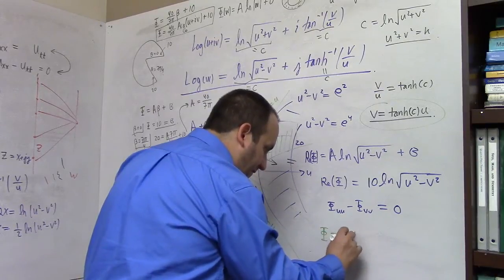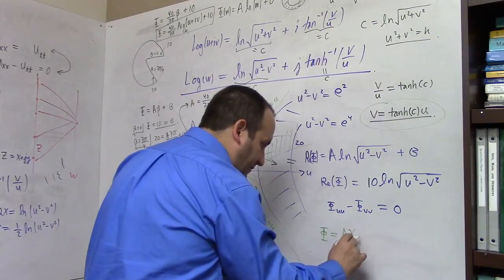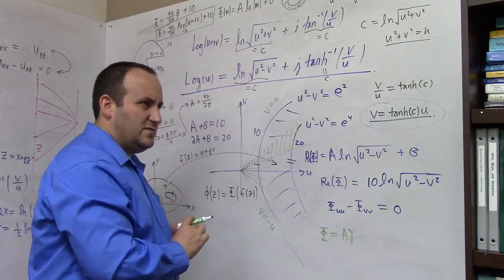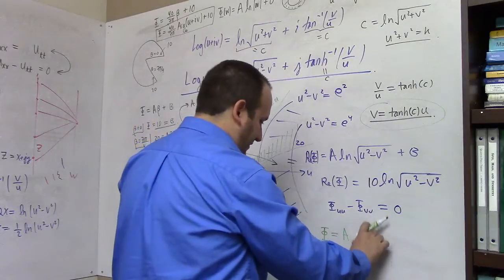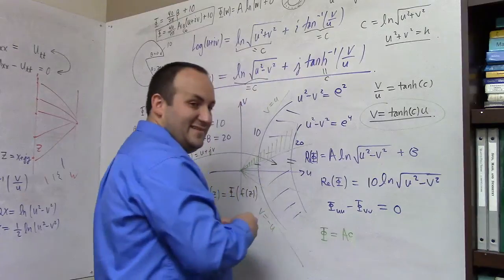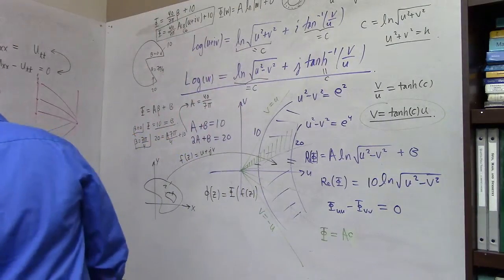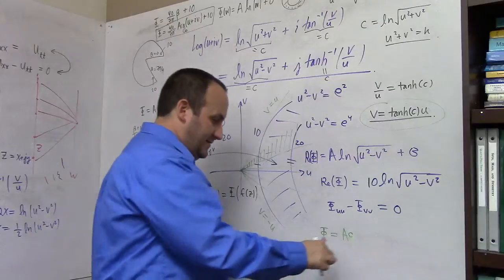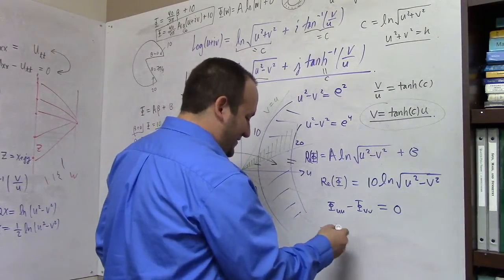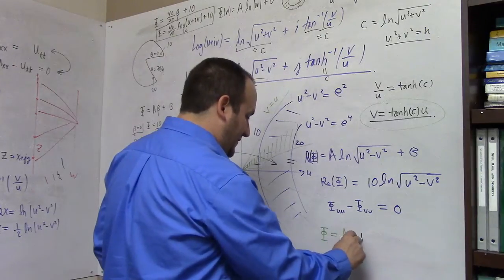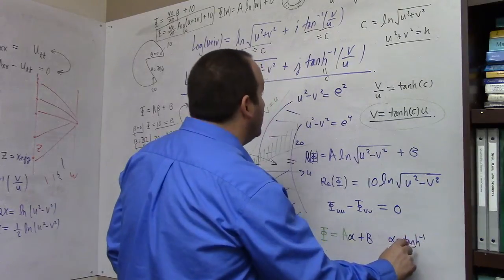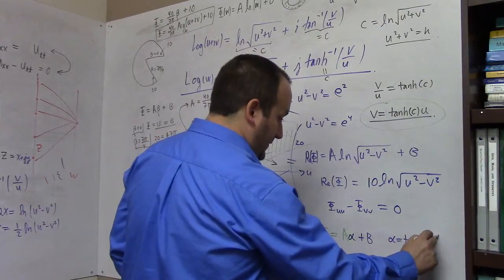equals a times, oh man, I also use gamma. Is that the right thing to use? Actually, ironically enough, we usually use phi, but that's bad, I can't use that. It seems to me this is the rapidity. I'll just use alpha: a alpha plus b, where alpha is equal to the inverse hyperbolic tangent of v over u.